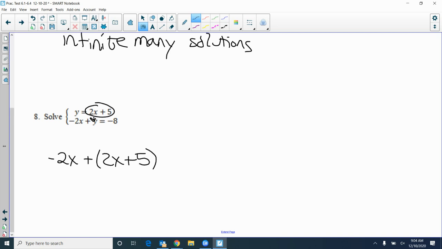And I'm just writing that in parentheses just so it represents my variable there. And then it's going to equal what? Negative 8. Okay. And again, those parentheses don't really do anything for me. Okay, so I'm going to simplify what I have over here. So Zach, negative 2x plus 2x? 0. So those are done. Now I have 5 equals negative 8.